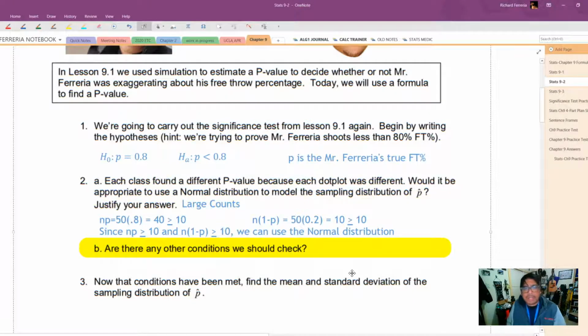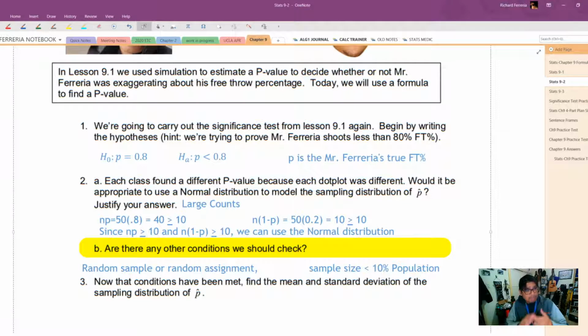Are there any other conditions we should check? These conditions came in sets of 3. There was a random condition, so we should check that, and we should also check that 10% condition. Random sample, again, does 2 things for us. The first thing is that it ensures that we are taking an unbiased sample, so our sampling distribution is centered upon the population characteristic or parameter. And the second thing it does is allow us to generalize our findings to the entire population.